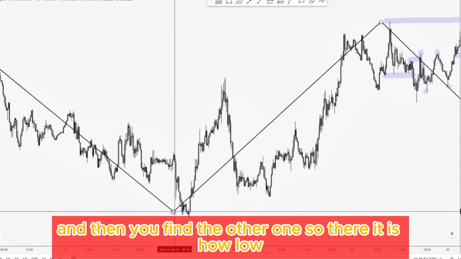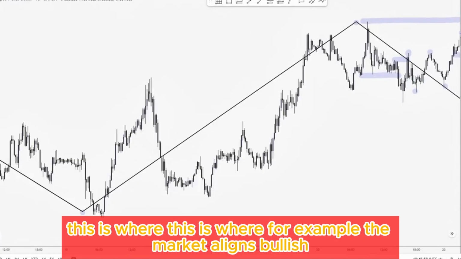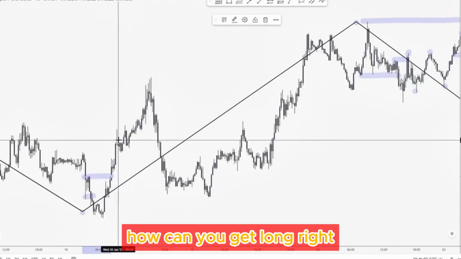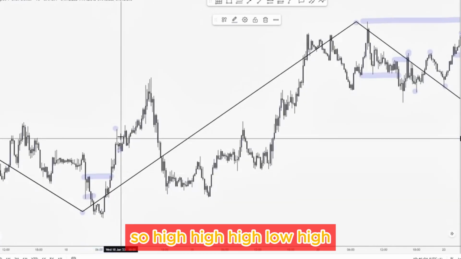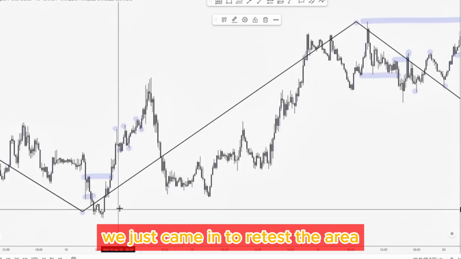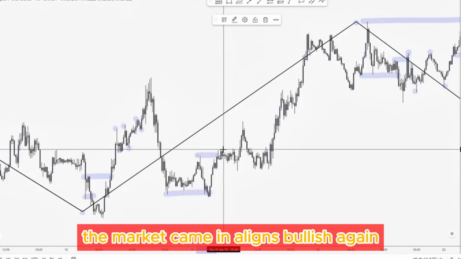So there is a higher low, higher high. What happened? This is where we pulled back. This is where, for example, the market aligns bullish. How can you get long? Higher high, higher low, higher high, higher low, right there. Then we aligned a little bit bearish. We just came in to retest the area. The market aligns bullish again, and then we start again.